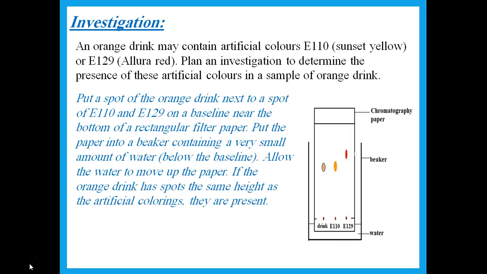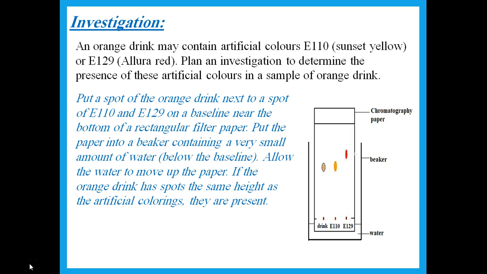This is how you explain it. So put a spot of the orange drink next to a spot of E110 and E129 on a baseline near the bottom of a rectangular filter paper. Now put the paper in a beaker containing a very small amount of, specify the solvent. A very small amount of what? We said if we're talking about food colorings or ink, then we need water. So these are food colorings. That means we have to put a very small amount of water. Allow the water to move up the paper.